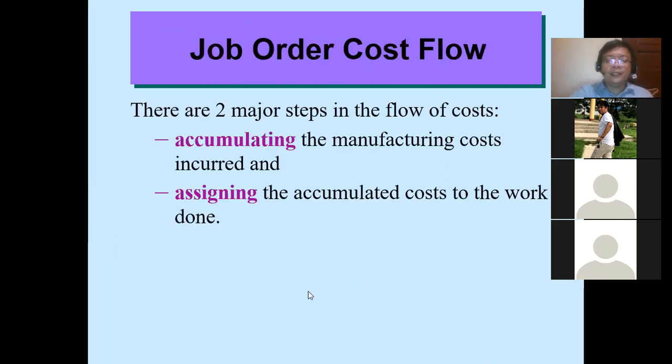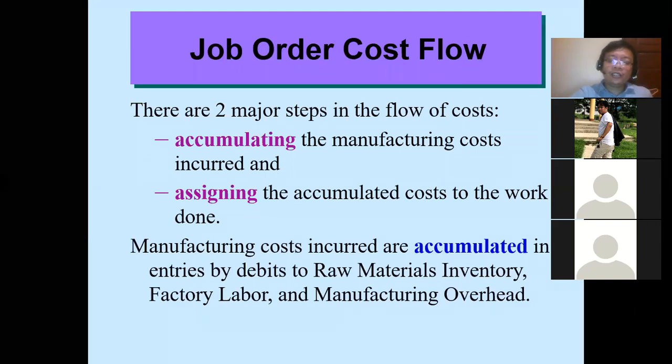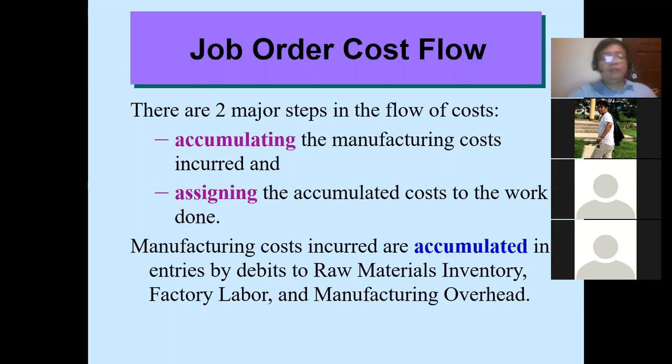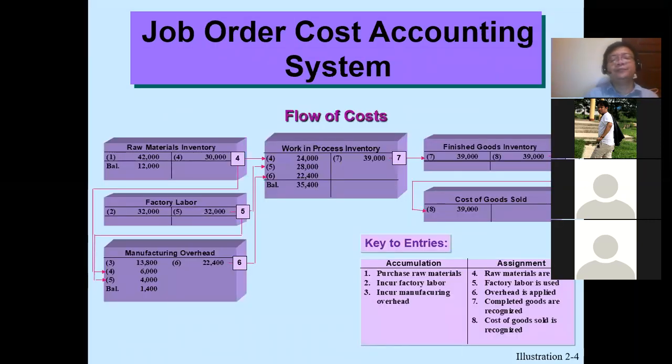Alright. There are two major steps in terms of the flow of cost. You have to accumulate the manufacturing cost. At the same time, you assign the manufacturing cost. Okay? And then manufacturing costs incurred are accumulated in debit by raw materials inventory, factory labor, and all. Don't worry, I will discuss later about the journal entries. And to be assigned. Alright. Sige nga.